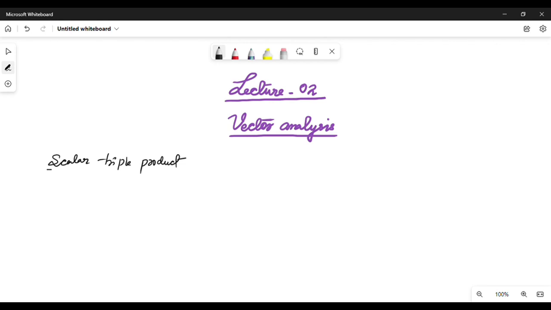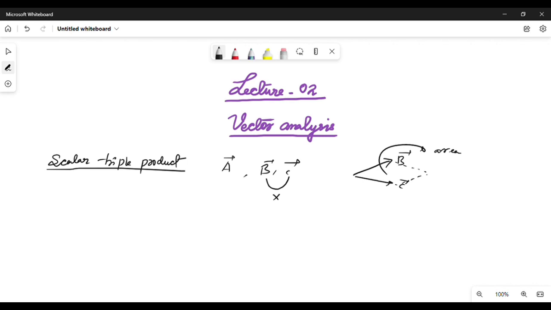So what does the scalar triple product say? Suppose there are three vectors A, B and C. Then the cross product of B and C, suppose this is B, this is C, you may say that they are lying in a single plane. The cross product would give a term of area. The cross product of B and C is nothing but it is equivalent to area. That is clearly visible.